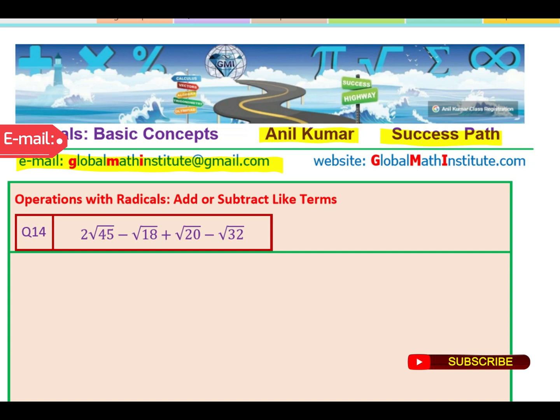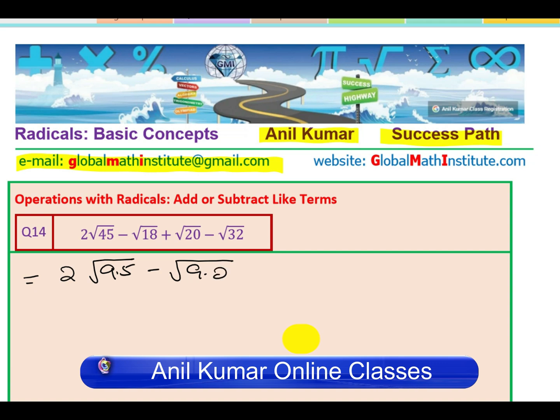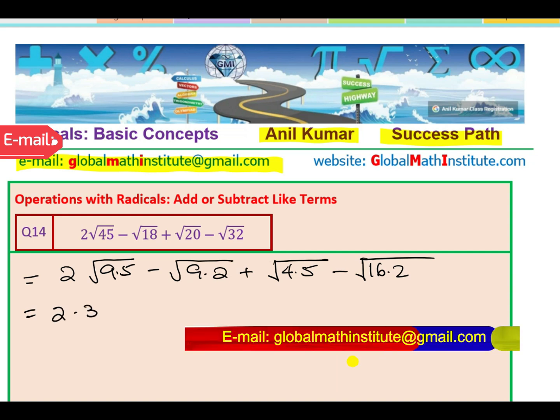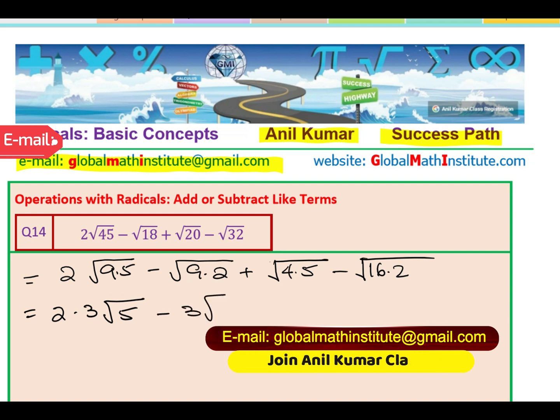Great. So we have 2 square root 45. Clearly, 45 is 9 times 5. Minus square root 18 means 9 times 2 plus 20 means 4 times 5. And 32 is 16 times 2. So we got all the 4 terms. Square root of 9 is 3. You'll multiply that with 2 with radical 5 minus 3 square root 2 plus 2 square root 5 minus 4 square root 2. So we have two types of like terms.